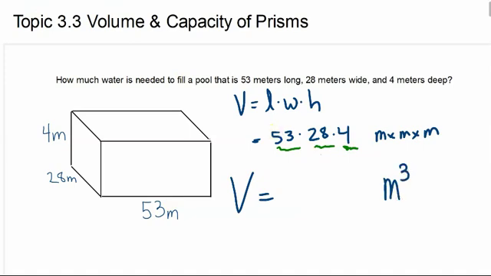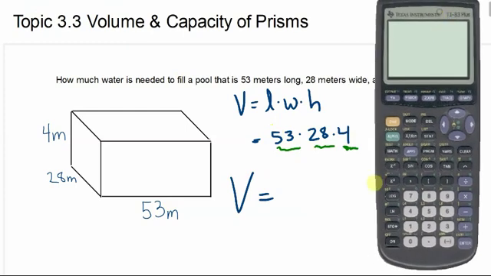So now I'm just going to bring my calculator up, bring it across here, and it should be cleared off. Turn it on. 53 times 28 times 4. So the value is 5936 meters cubed.